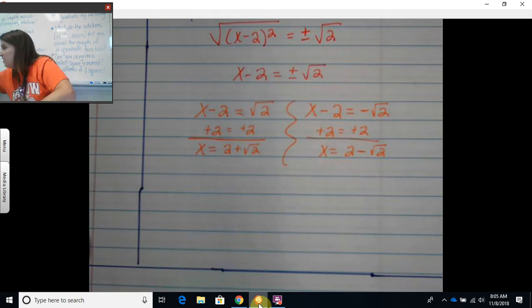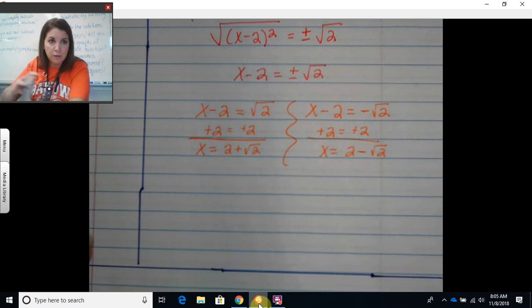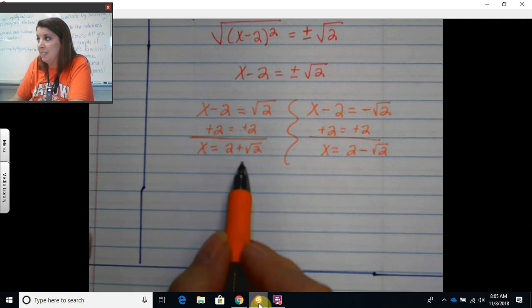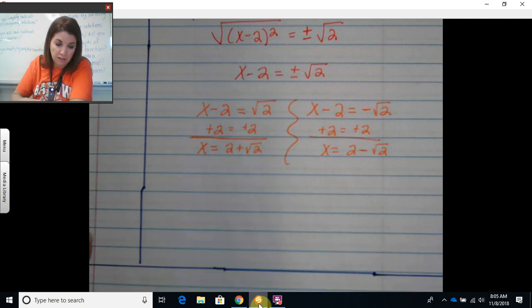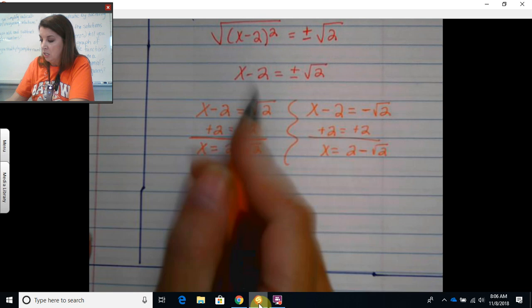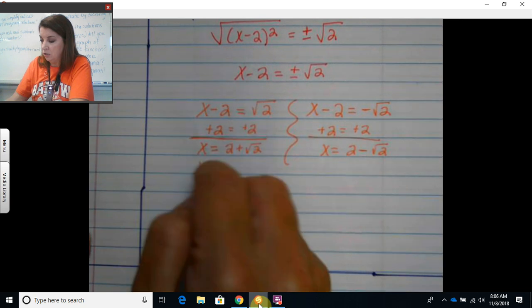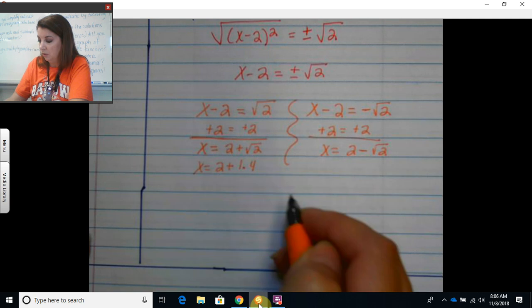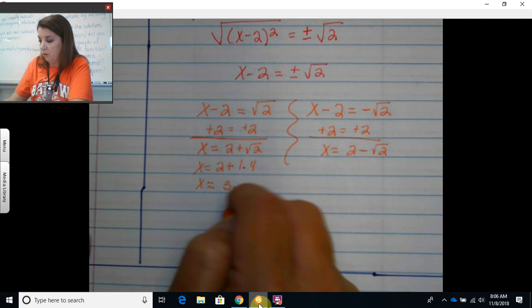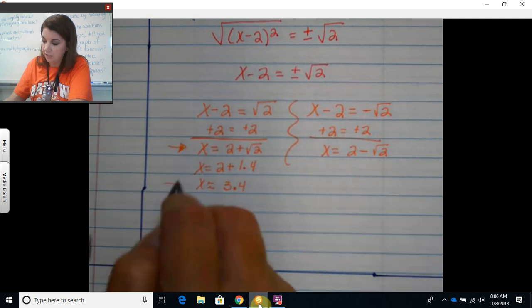So if I were graphing this, and I'm like, well, where is 2 plus the square root of 2 on the x-axis? I don't know. So if I were graphing this, or if they wanted it in decimal form, I would figure out what the square root of 2 is on my calculator. And the square root of 2 is approximately 1.4. So that's the same thing as 2 plus approximately 1.4. So x is approximately 3.4. So either this answer or this answer.